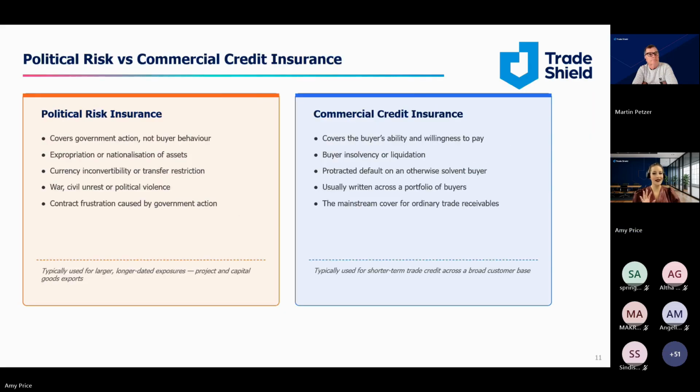Okay. So political risk versus commercial credit insurance. People use these two terms interchangeably, and they really shouldn't, because they are protecting you against two completely different things, one being political risk and the other one being commercial credit. Political risk insurance is about the actions of a government, not the behavior of your specific buyer.